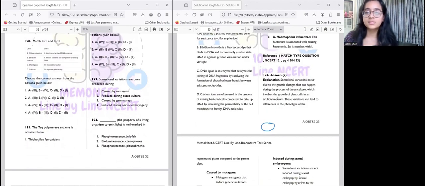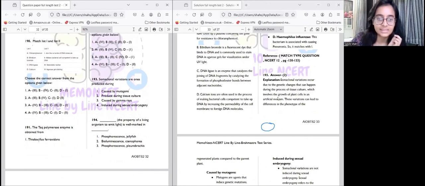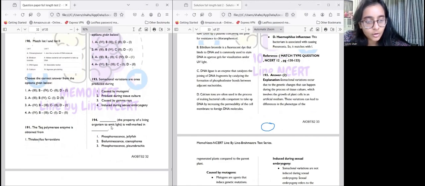So somaclonal variations occur due to genetic changes and can happen during tissue culture. Mainly, that is the phase where somatic changes occur. Okay. So how does it occur? It can be produced during tissue injury. That's all.